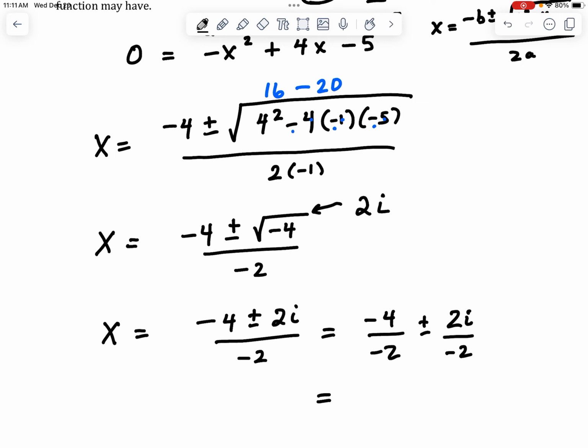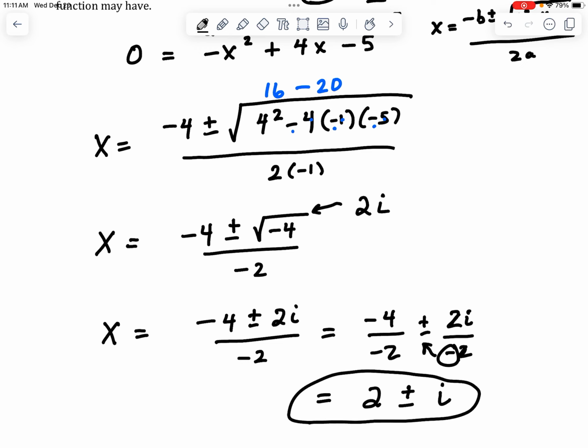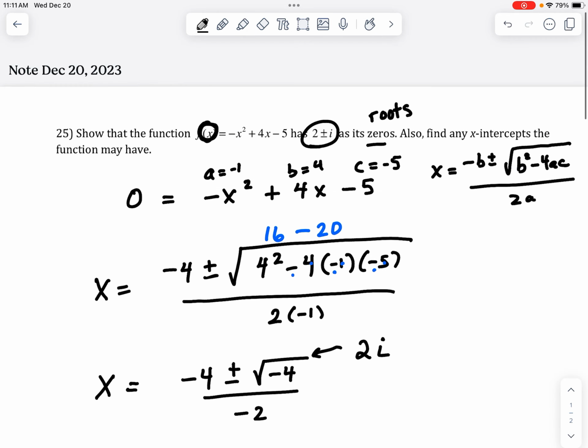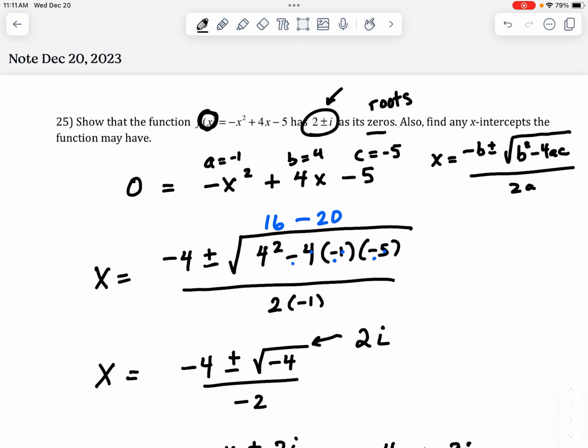So -4 divided by -2 is 2. And then 2 divided by 2 is just going to leave the i. And then this negative technically changes the positive to a negative and the negative to a positive, which still means you have one of each, one positive and one negative. So the only solutions we get are 2 plus or minus i. And in the directions, the answers you should get are 2 plus or minus i.